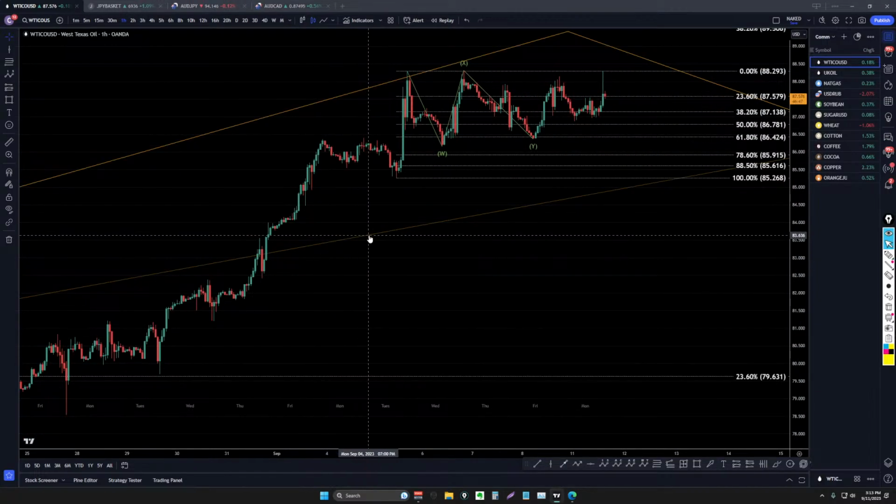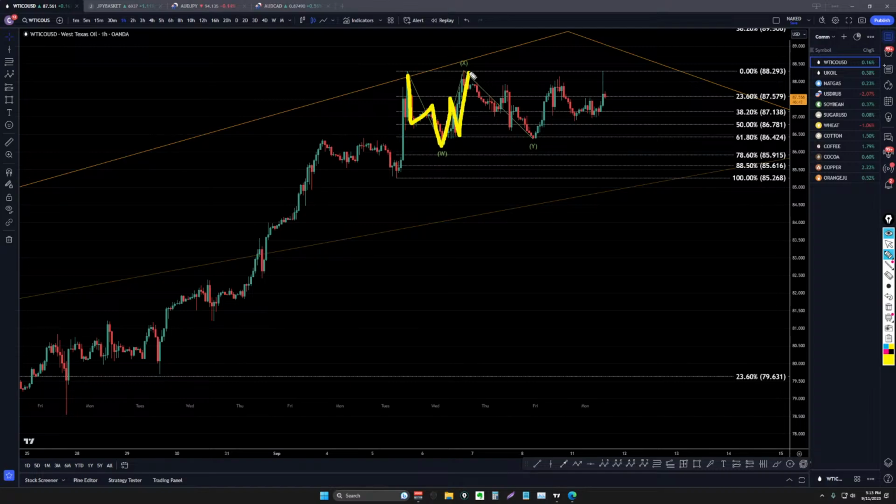Man, look at the three-wave patterns. What a crap show this thing is. 1, 2, 3. 1, 2, 3. 1, 2, 3. 1, 2, 3. 1, 2, 3. Man, how many waves is that? That's not even a WXY anymore. That's A, B, C, D, E. And then that's probably a wave 5. I bet that is what it is. This is a triangle right here.